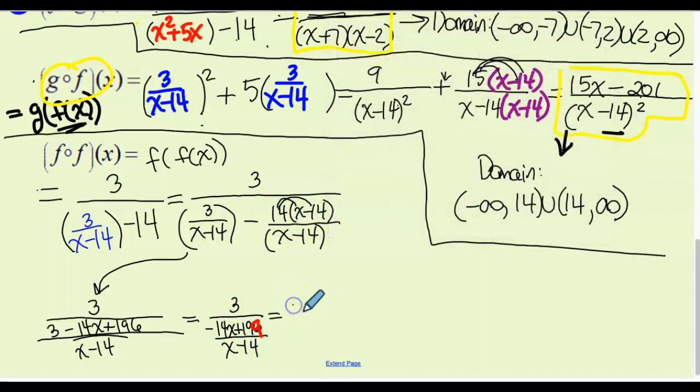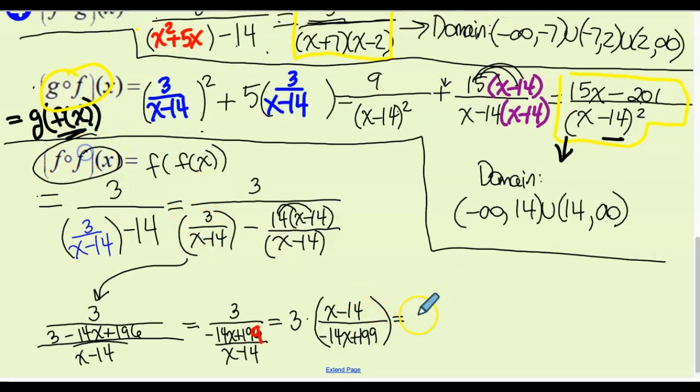There we go, negative 14x. Okay, so now, again, fraction division, take the top, multiply by the reciprocal of the bottom. So the reciprocal of the bottom is x minus 14 over negative 14x plus 199. And we distribute. So now we have f of f of x is 3x minus 42. 3 times 14 is 42. And on the bottom, we have negative 14x plus 199.